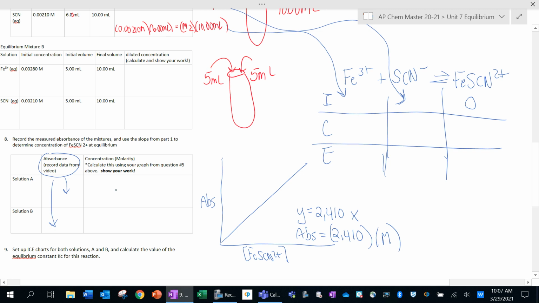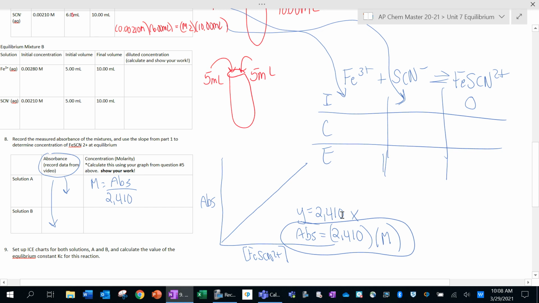And the way that we solve for molarity is we're going to take this equation and we're going to rearrange it to solve for molarity. So the concentration is going to be, if we rearrange this, the absorbance divided by 2,410. That's going to give us the molarity. So you're going to take your absorbance, you're going to divide it by the slope of this line, which is 2,410, and that's going to tell you what the molarity is.